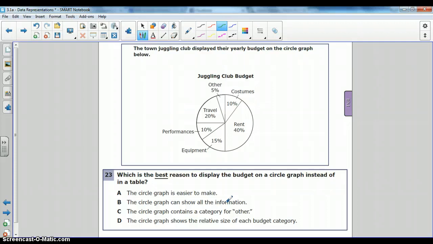Okay, the town juggling club displayed their yearly budget on the circle graph below. Which is the best reason to display the budget on a circle graph instead of in a table? The circle graph is easier to make. The circle graph can show all the information. The circle graph contains a category for other. The circle graph shows the relative size of each budget category.